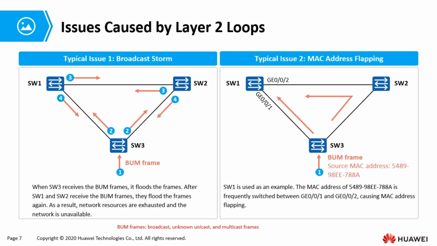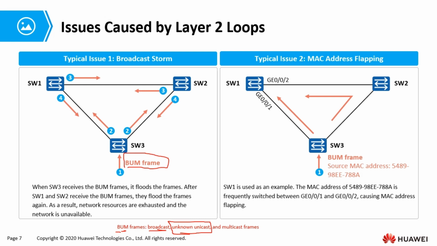Just now we mentioned that it can be caused by humans when we put in multiple links. So how do layer 2 loops actually happen? Most of the time it is caused by the switch receiving what we call a BUM frame. B stands for broadcast frame, and U stands for unknown unicast frame. So what happens when the switch receives an unknown unicast frame? It will broadcast it.